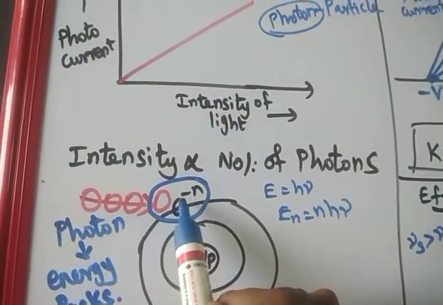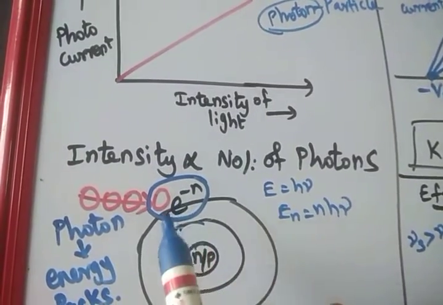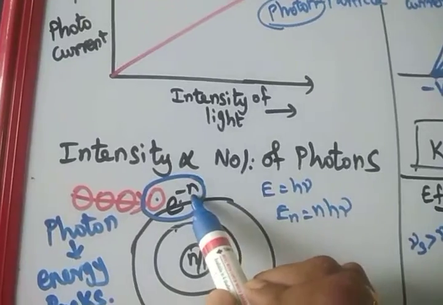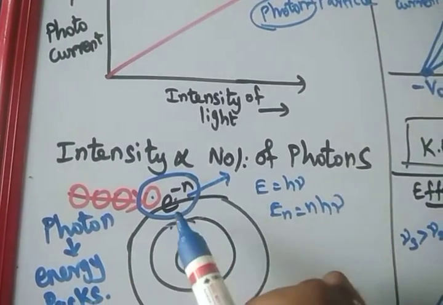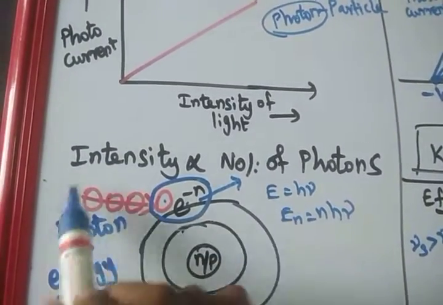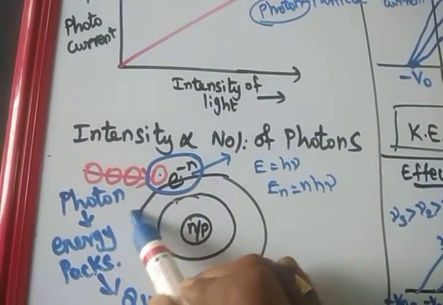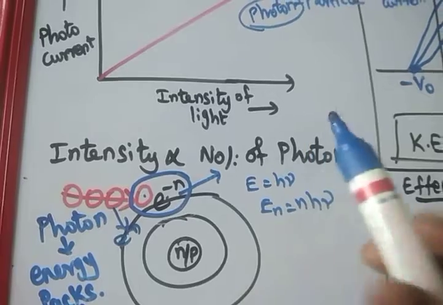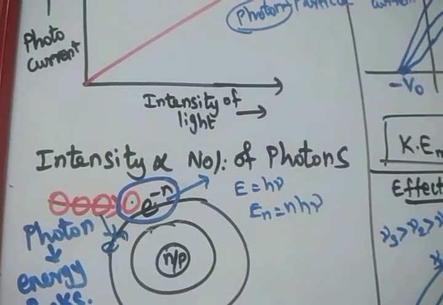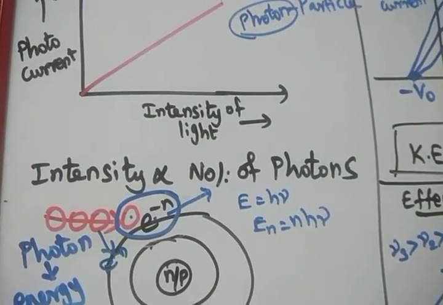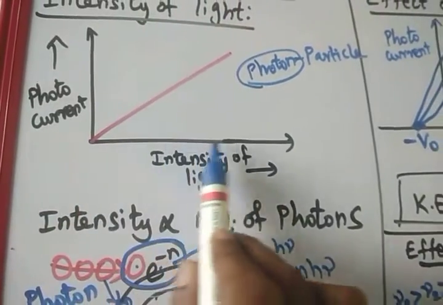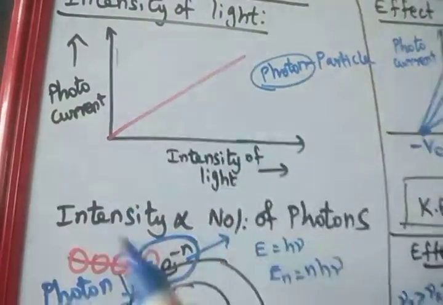So this is a photon, this is an electron. There will be a photon-electron collision, and only for that the electron will be ejected out. If there are more photons, more collisions may occur. So if the number of photons increases, more electrons will be emitted. If more photoelectrons are emitted, more current will flow. That's why when the intensity increases, photocurrent increases.